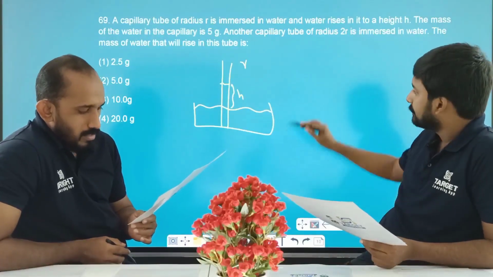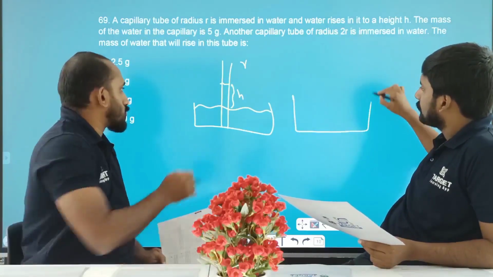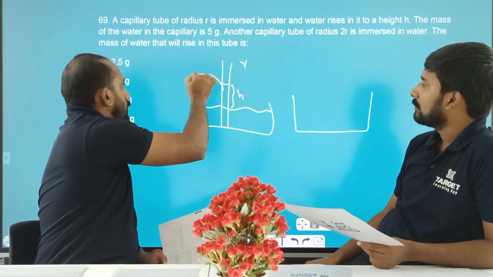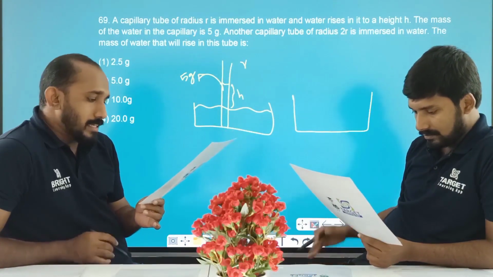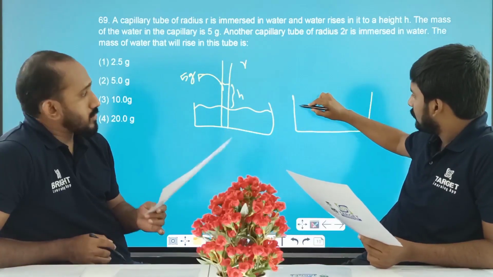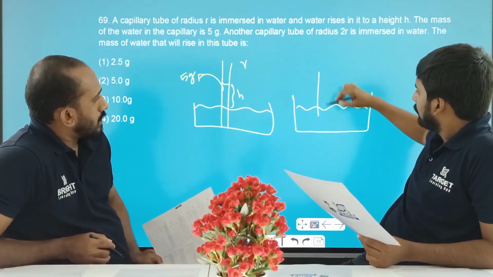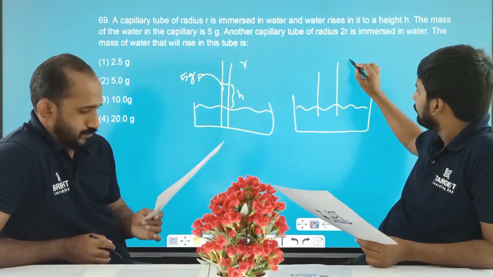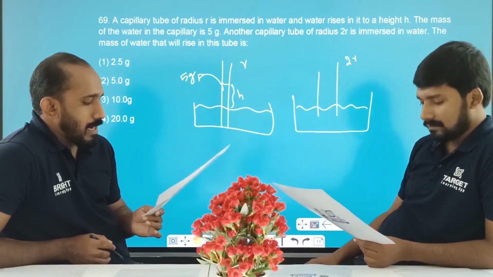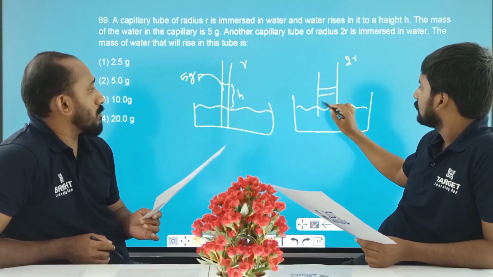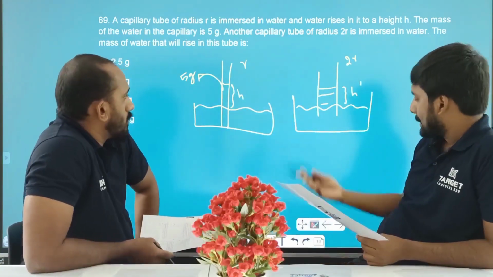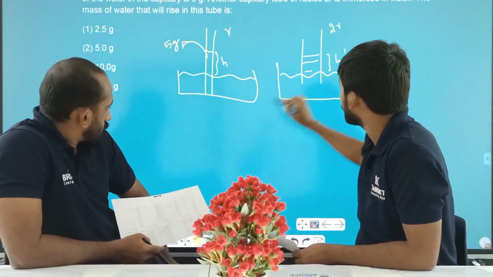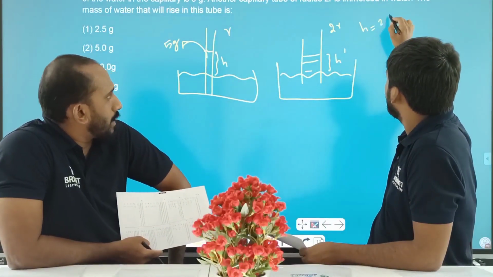Now, the mass of the water in the capillary is 5 grams. So the mass is also given, 5 grams. Another capillary tube of radius 2r is immersed in the same water. Then the mass of water that will rise in the tube will be, so that amount of water we have to find out. It's a simple question, I think. The ascent formula we have to use: h is equal to 2 S cos theta by r rho g.